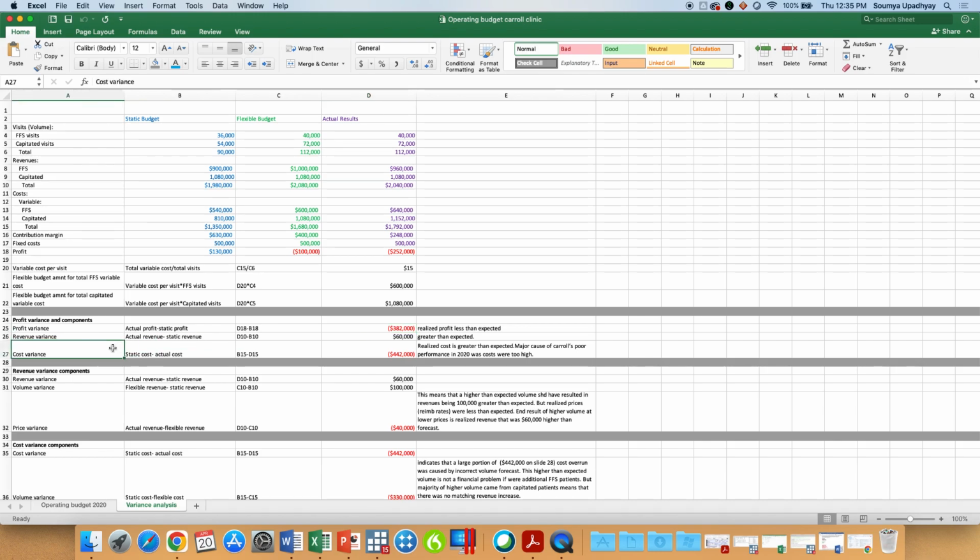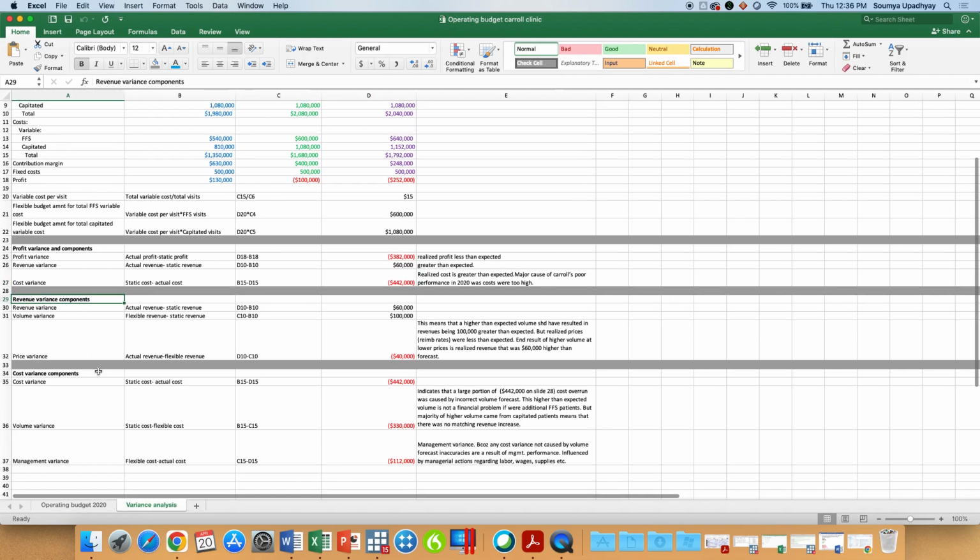And finally, cost variance is static cost minus actual cost, and that's B15 minus D15, and that is a negative $442,000, which means that the realized cost is greater than expected. The major cause of Caroll's poor performance in 2020 was that the costs ran too high. It's a very high number and it is negative. So the cost variance is negative, which means that the cost was too high, and that's why the performance was not that great. The profit wasn't the way we expected.